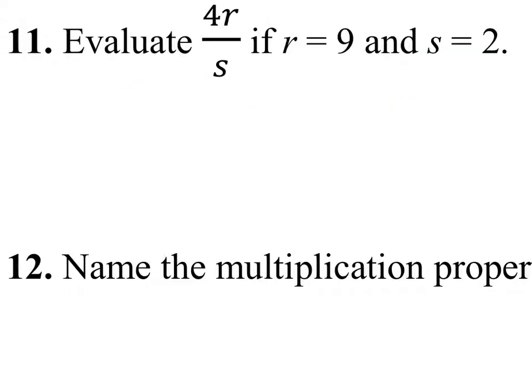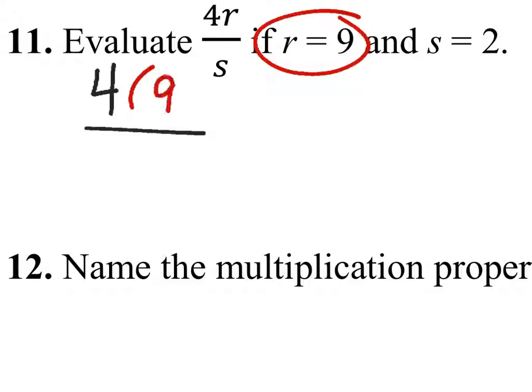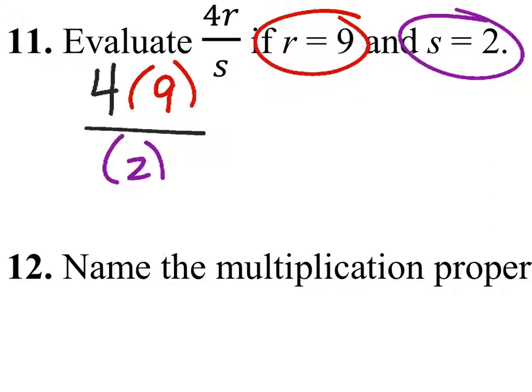Number 11. So we've got 4 times the r over s, and we can see right now that r is 9. So I'm going to replace r with 9, and s I will replace with 2 up in here. Well, on these types, we need to do numerators and denominators first. So in other words, I need to multiply 4 and 9 first to get 36. And then we'll divide that by 2.